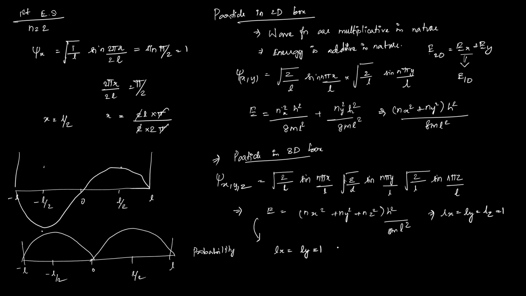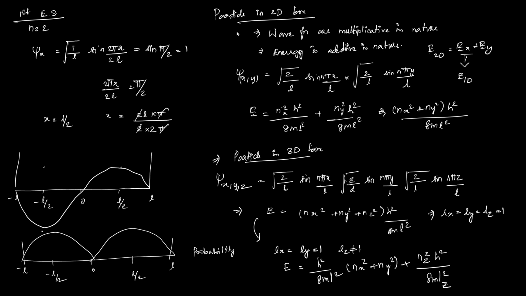Let's say the cube is not a perfect cube. Lx equals Ly equals L, and Lz is not equal to L. In that case, your energy is equal to h square by 8 m L square times n x square plus n y square plus n z square, where the values will be different. This is really important, and this L is in the z direction.